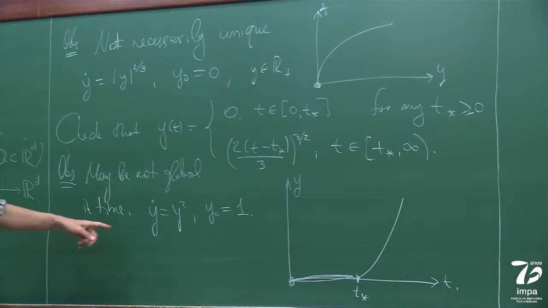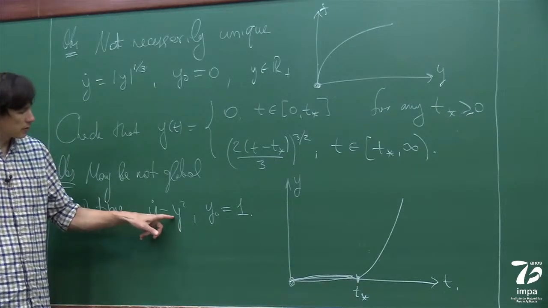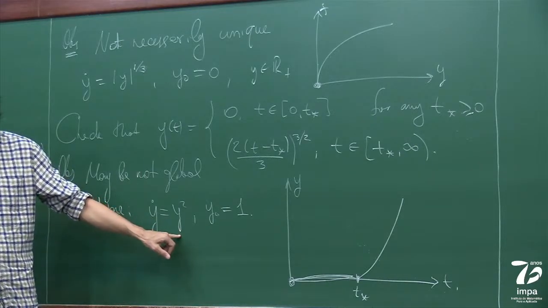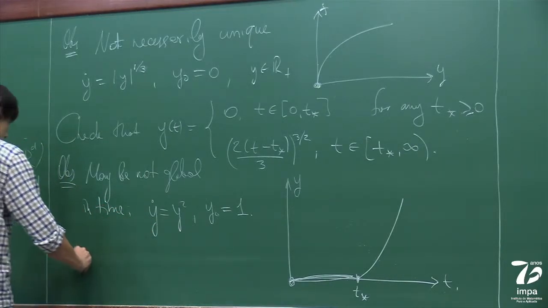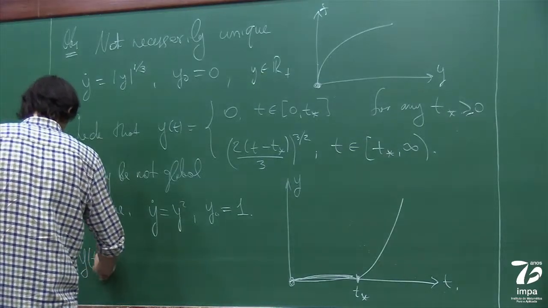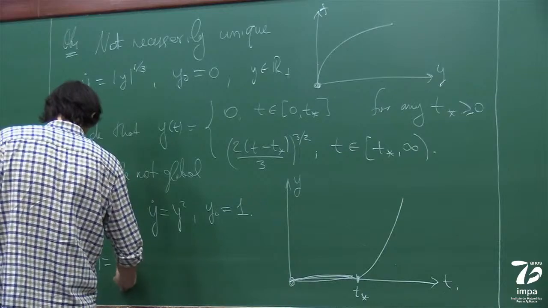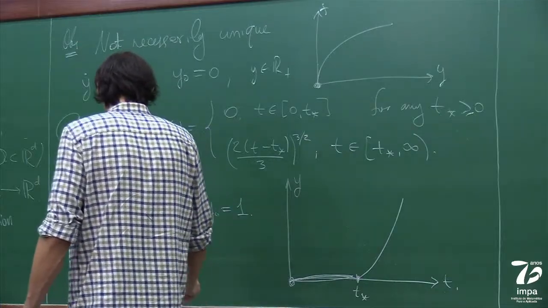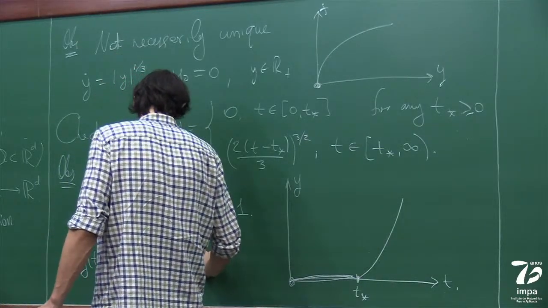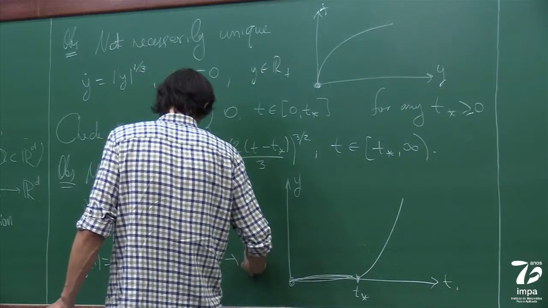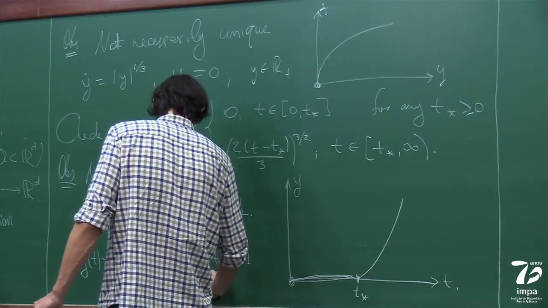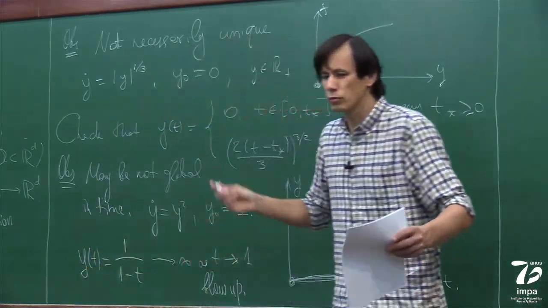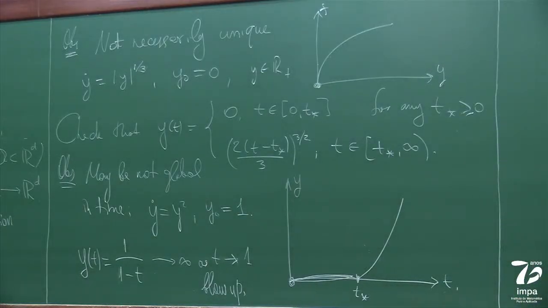What's bad about this equation is that y will increase, but here it's y squared, so it accelerates faster and faster. You can check that the solution of this equation is unique, and it has the form 1 over 1 minus t. This is the solution. So it goes to infinity as time approaches 1. This is what's called blow-up. The solution explodes in finite time.